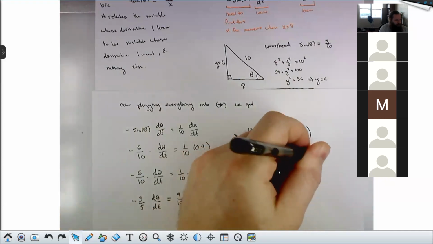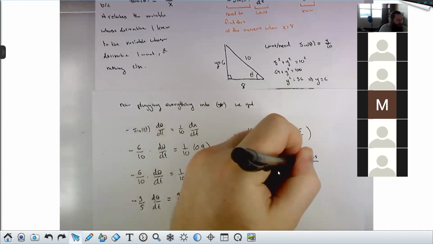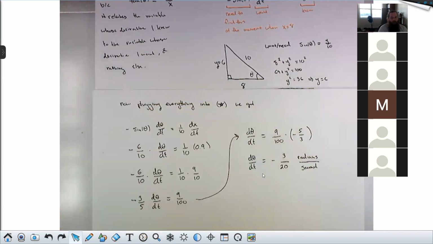Wouldn't theta be measured in radians? Yeah, theta is measured in radians. So this is radians per second. So d theta dt is shrinking, so it's -3/20 of a radian per second, or 3 radians every 20 seconds. Cool, right?